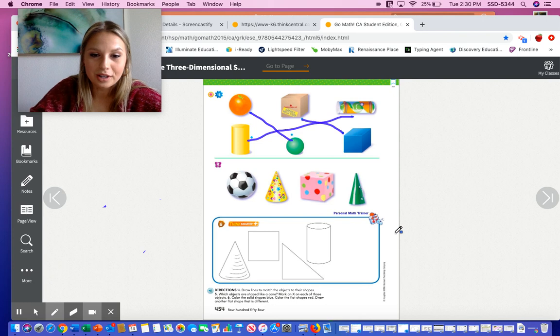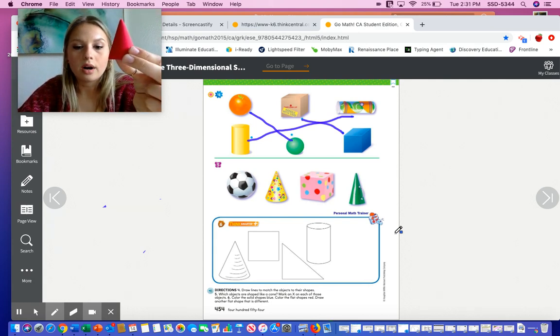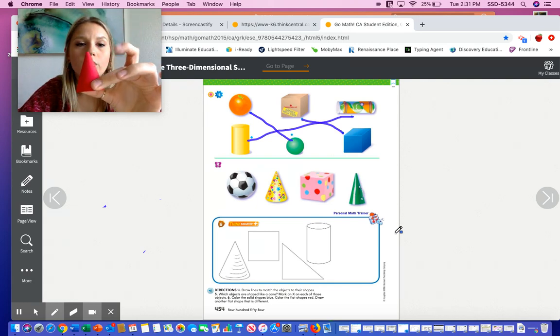Let's find purple butterfly number 5. Put your finger on it. Good. Our directions say, which objects are shaped like a cone? Mark in an X on each of those objects. Here's a cone. We know it has 1 flat surface, 1 point or vertex, and it's curved and round.